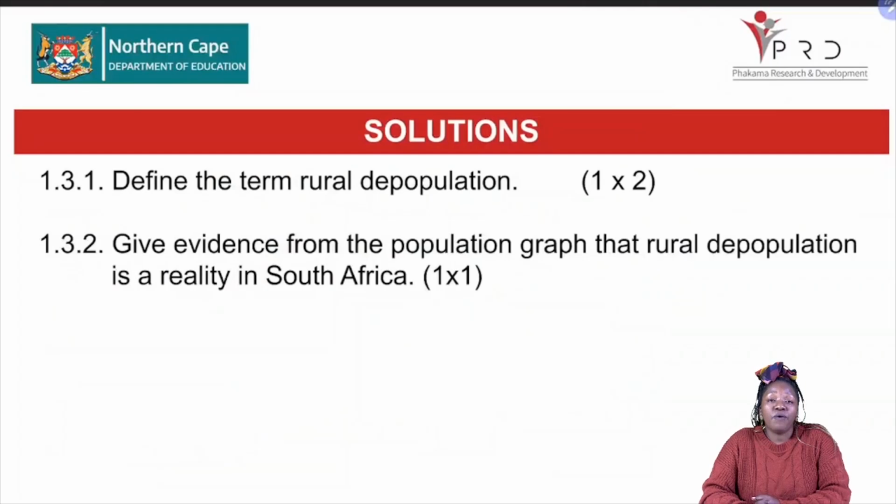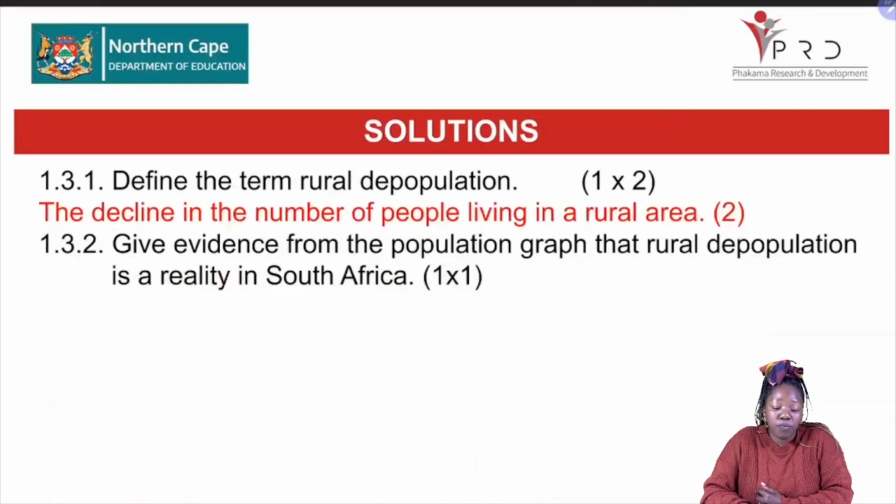Hoping that we are all done. So let us go through the correction. Our first question, you were supposed to define what is rural depopulation, since our diagram is based on rural depopulation.